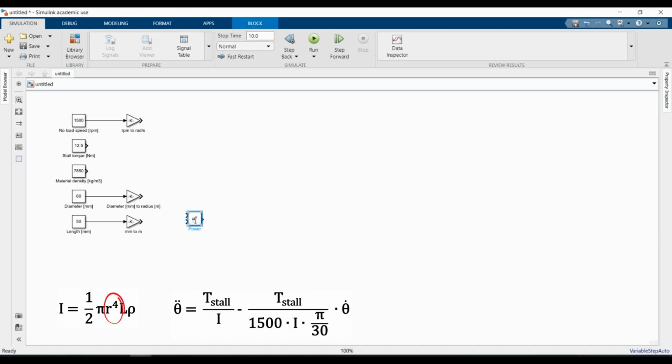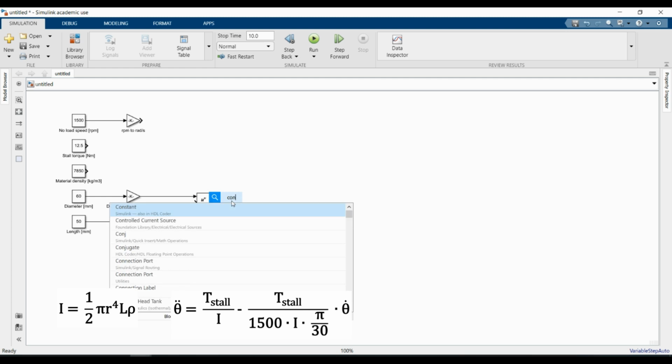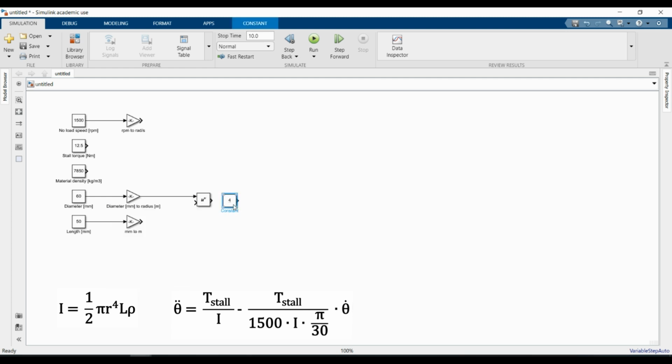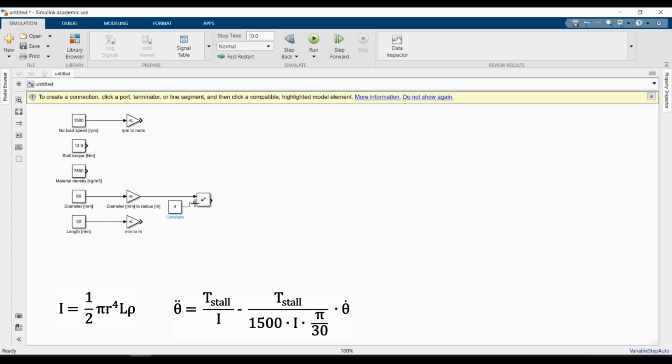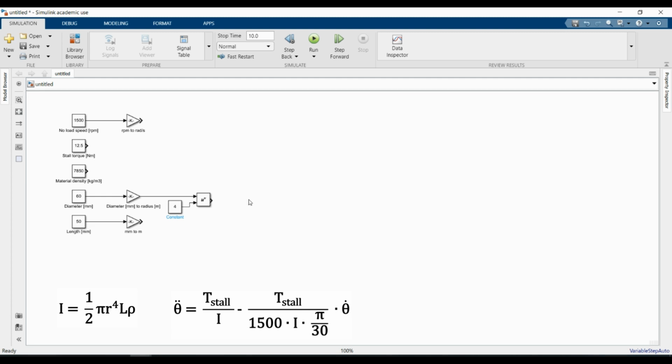The radius of the flywheel is to the power of 4 in the differential equation, which is achieved with a power block and a constant block with a value of 4. The equation for the mass moment of inertia is then calculated with a product block which multiplies all the inputs. An additional constant block is created for half times pi in the equation.